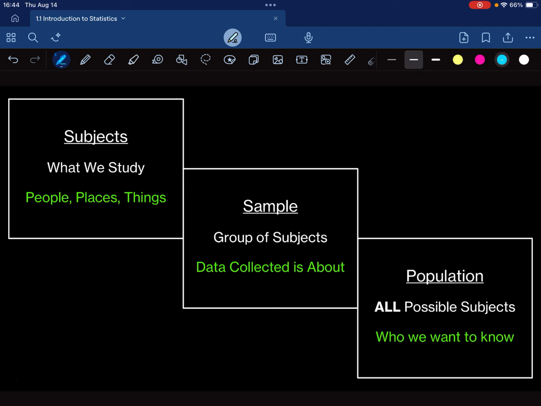So a subject is what we study. They are usually people, but not always people. They could be places or things. It's whatever you want to try to collect data about, and they are the individual level values.